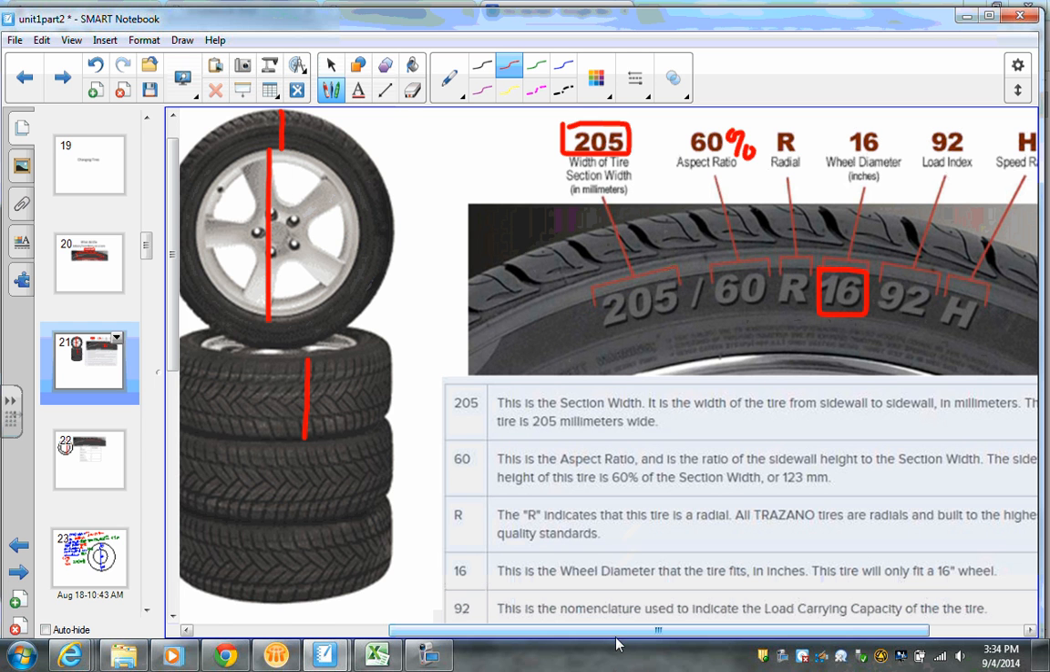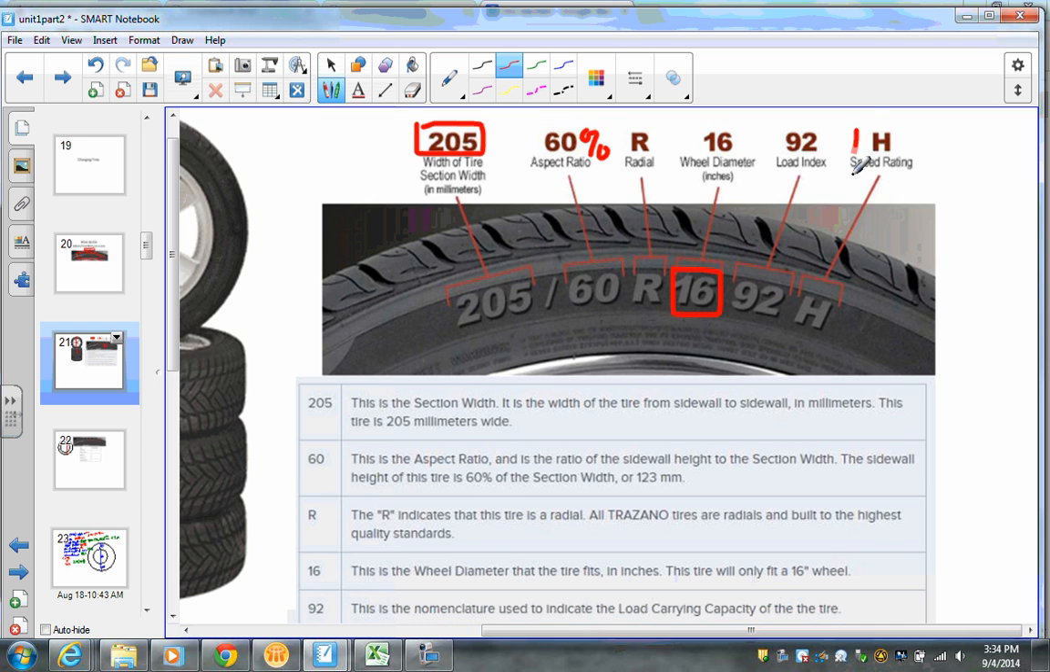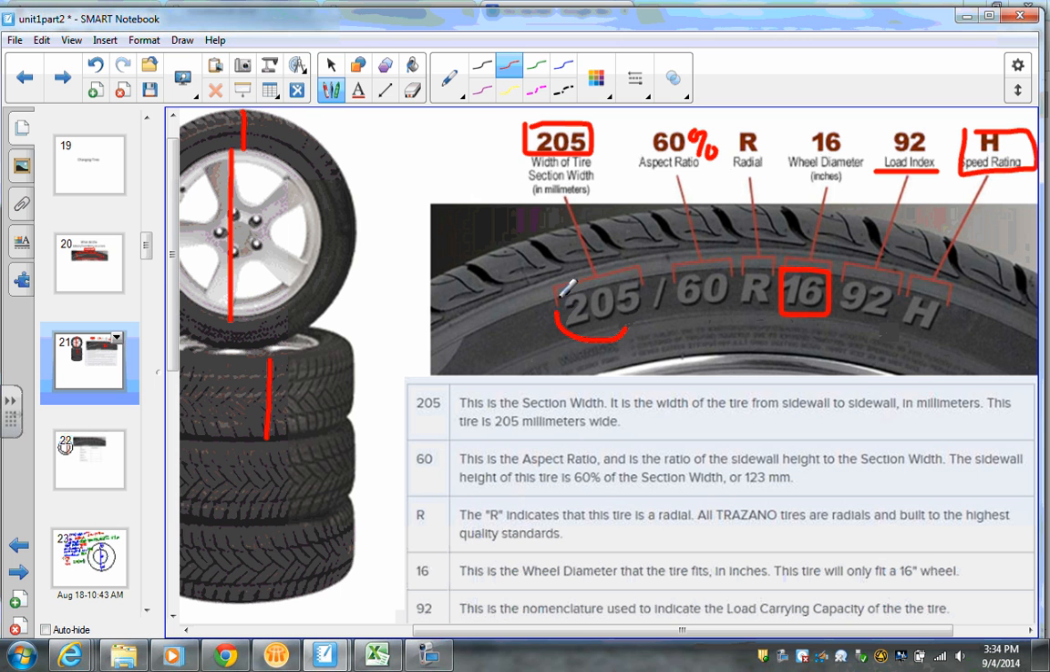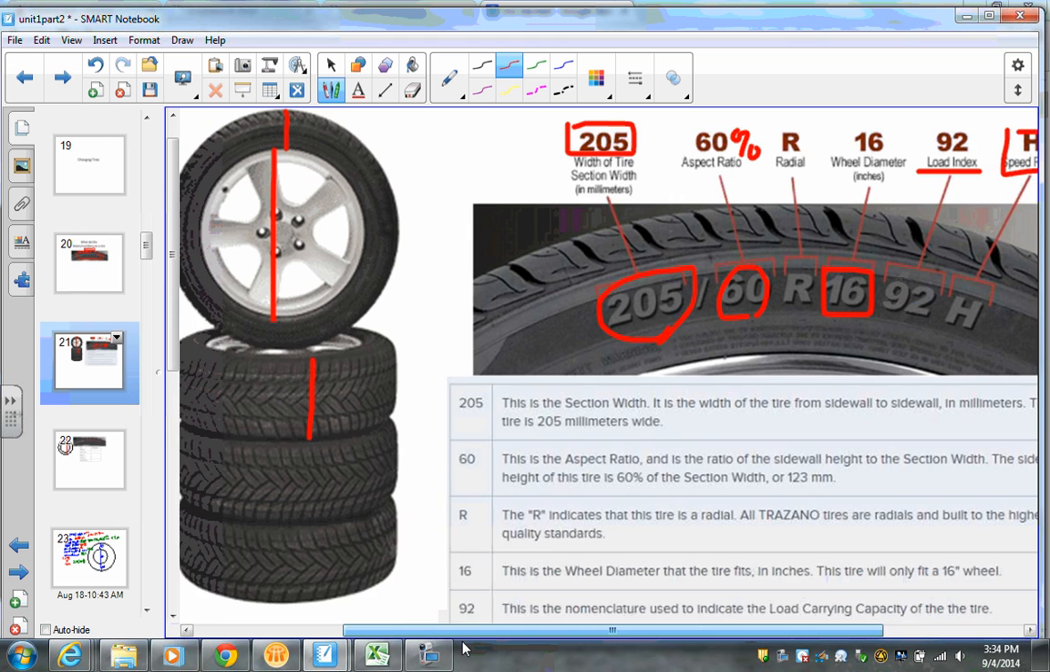Now, also, we have some more information dealing with speed rating and load index. We're not going to mess with that. So the only things we're really going to be talking about are the 205 and the 60, and that's it. All right, so let's do a couple of problems.